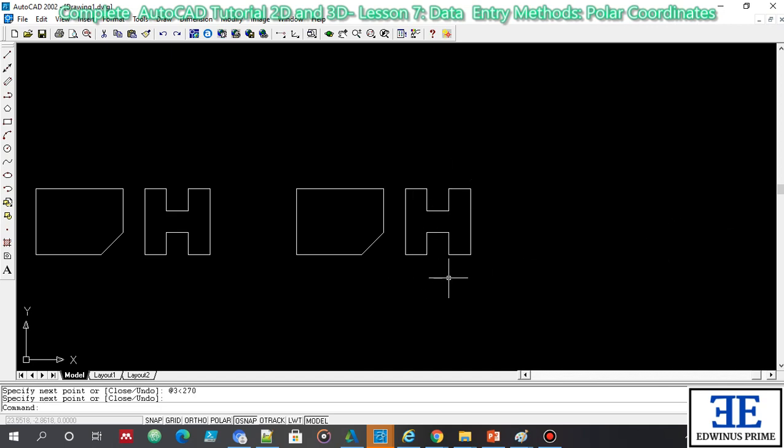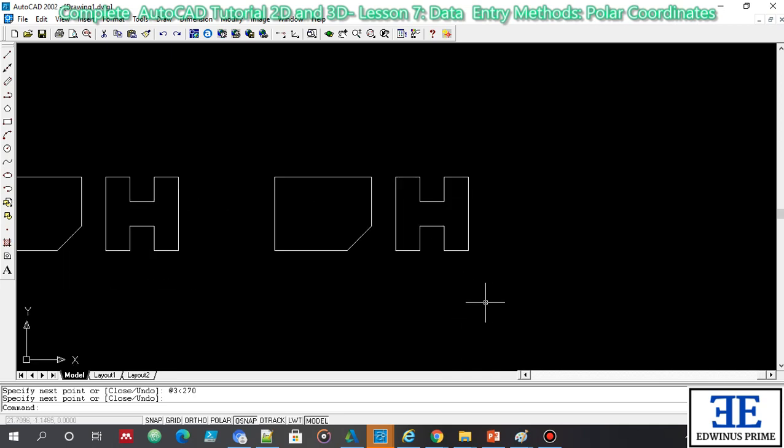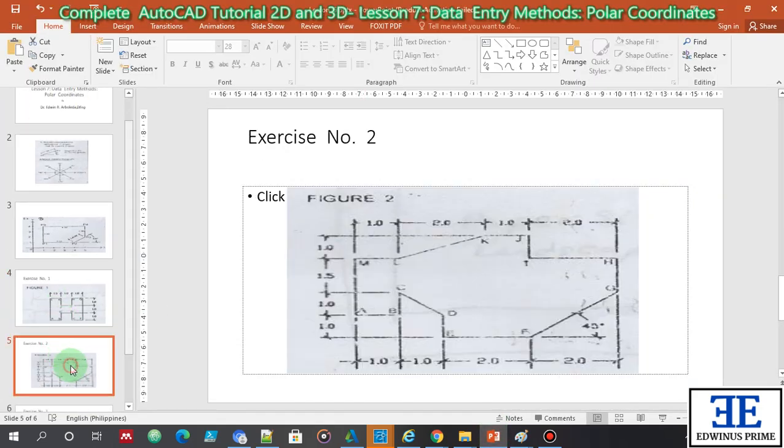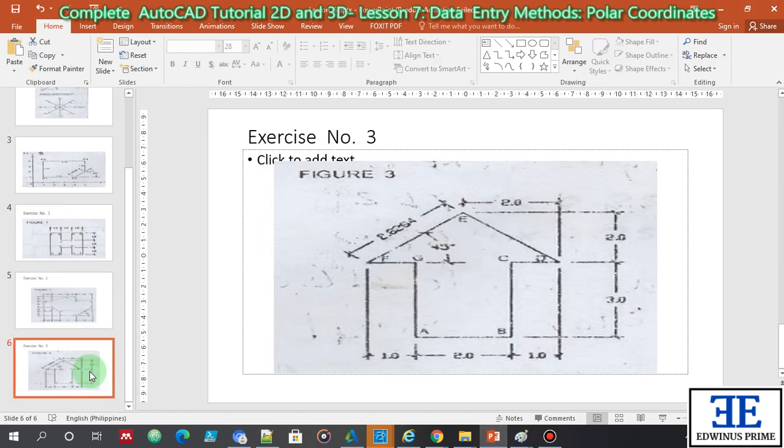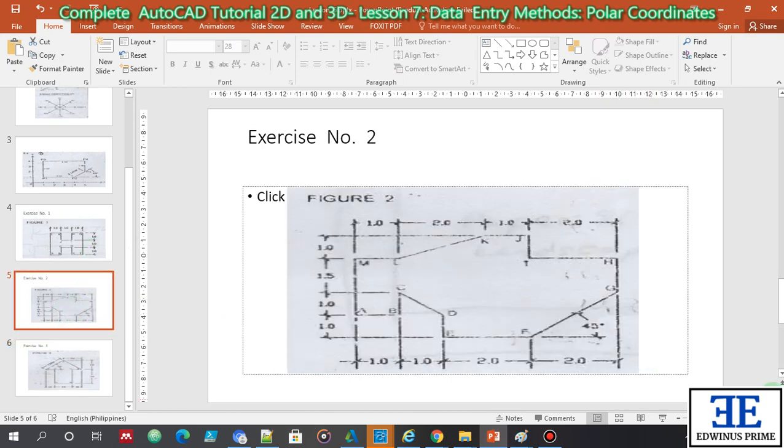So we have drawn the same figure using the polar coordinates. Figure 2 and figure 3 are for practice. Draw them using polar coordinates.